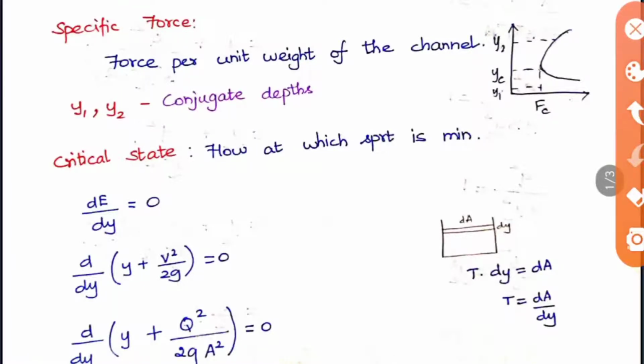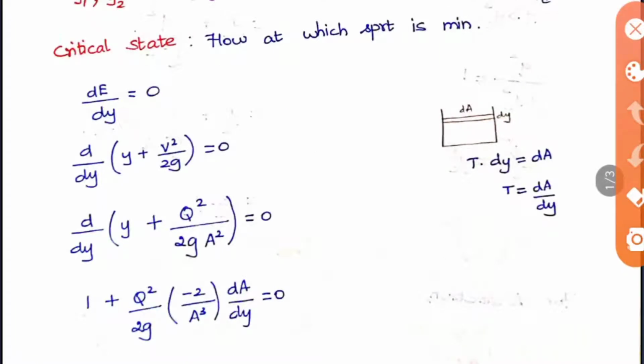Why we study specific energy and specific force is that we need to establish the relation between this energy and the depth. Based on the depth, the energy of the flow varies, so we are going to study that. To study the relation between the energy and the depth, we take the critical state of the flow. The critical state of the flow is the flow where the specific energy is minimum for a given discharge. That is the simple concept.